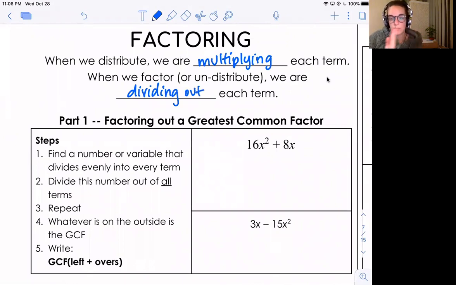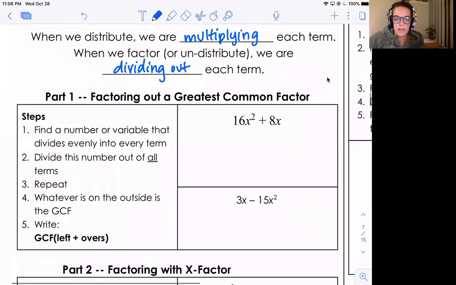At the end of each part, you're going to pause and work on your own. So for part 1, we're going to factor out a greatest common factor. You've probably heard this as GCF. Our goal is to follow these steps here.